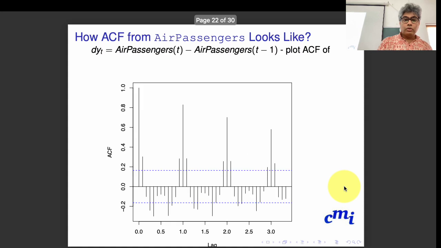So here is another thing I have done. What I have done here, I have taken the air passenger data set and just took the consecutive differences. That's it. This gives me a new series dyt, and I plot the ACF plot of these consecutive differences.